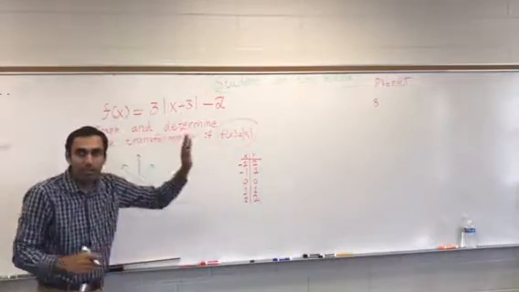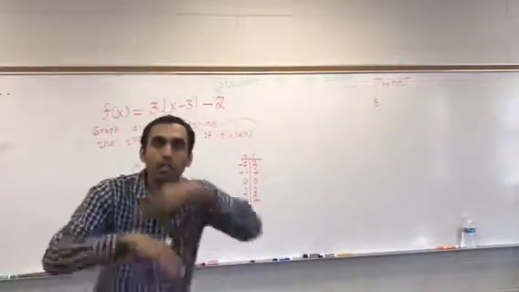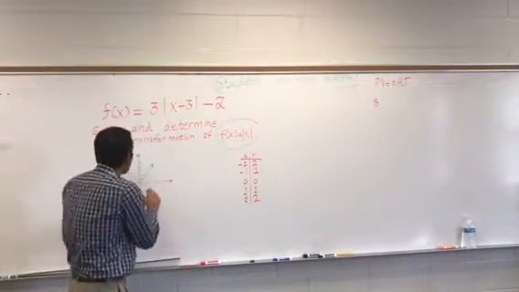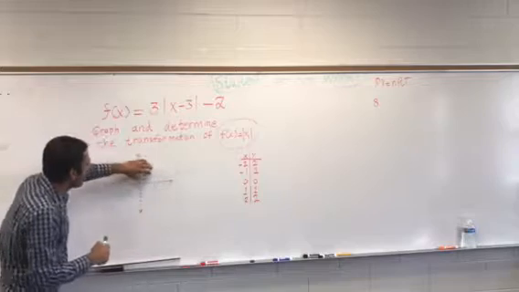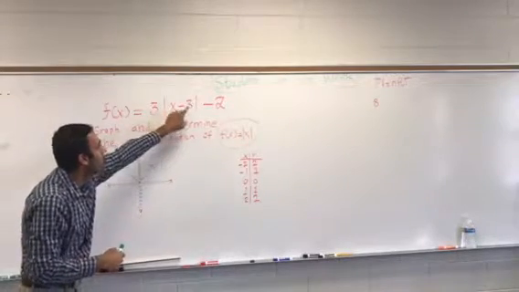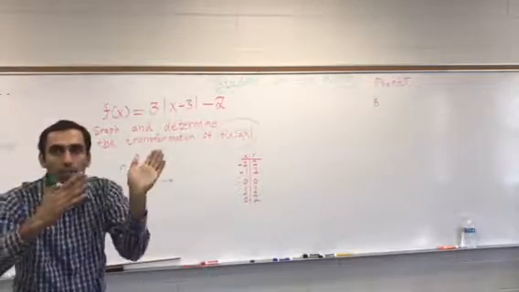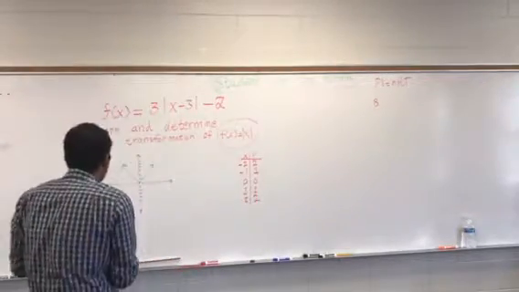So now, let's look at the transformation. Remember with the x's, when you have x minus something, it's the opposite. It's the opposite of what you think. So your graph is not going to be shifted 3 units to the left. It will be shifted 3 units to the right.